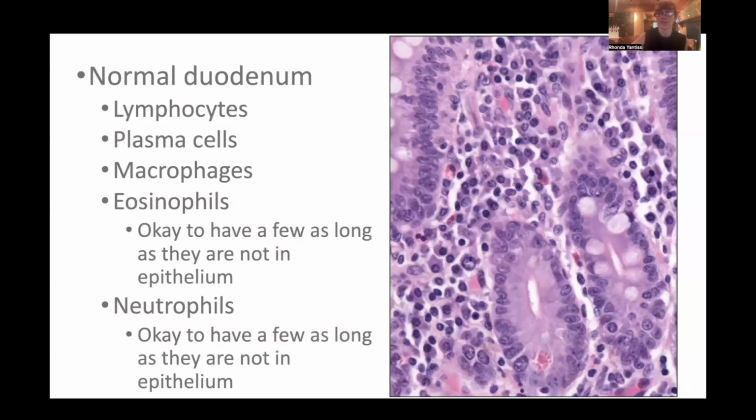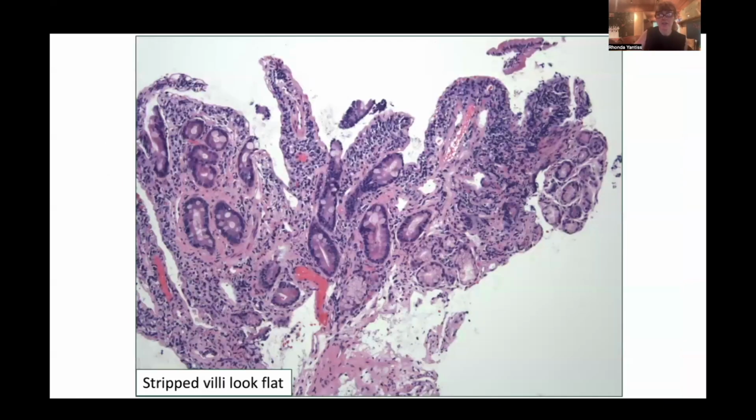The normal duodenal lamina propria is home to the gut-associated lymphoid tissue, so we normally expect to see plenty of lymphocytes, plasma cells, and macrophages throughout the lamina propria. It's also frequent to see scattered eosinophils. Don't worry about that as long as they're not clustering or not located in the epithelium. And the same is true for the sporadic or occasional neutrophil. As long as they're not in the epithelium or associated with epithelial injury, don't give them too much concern.